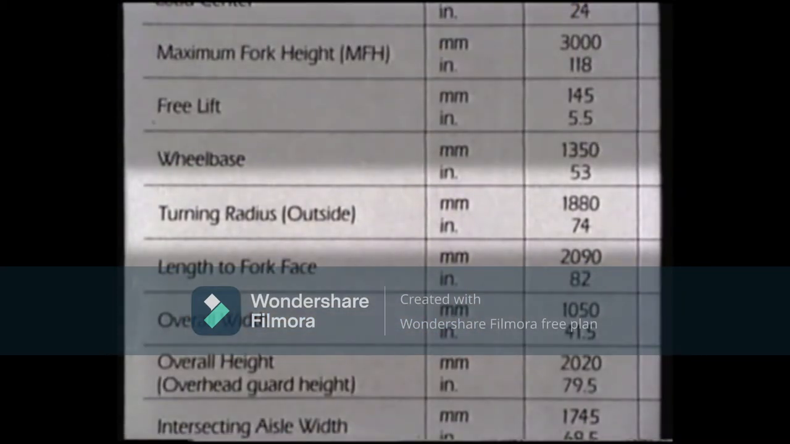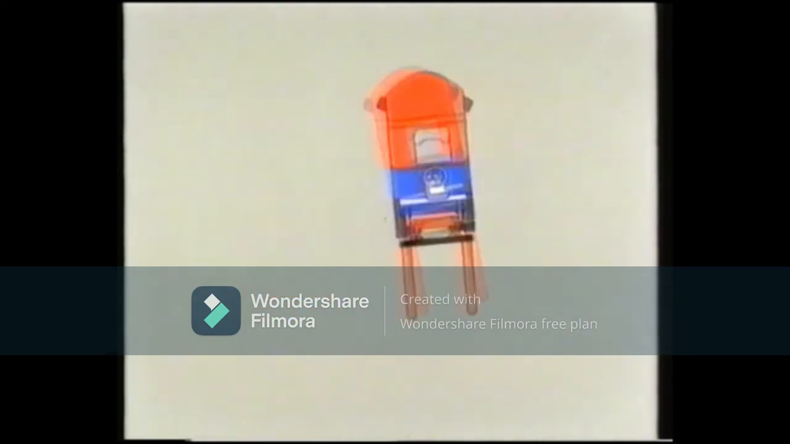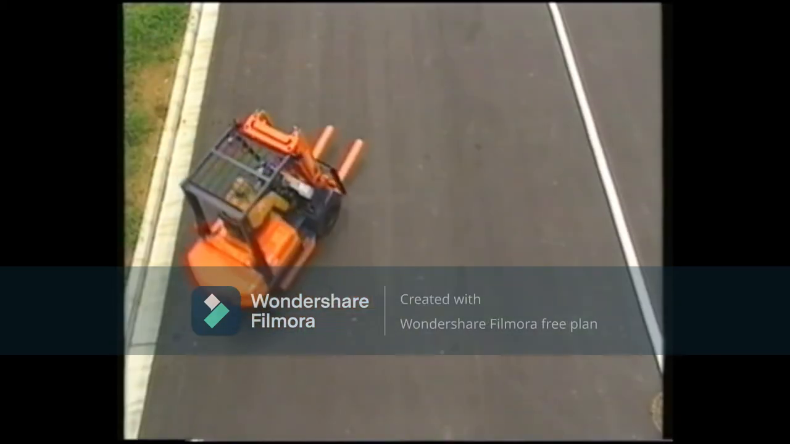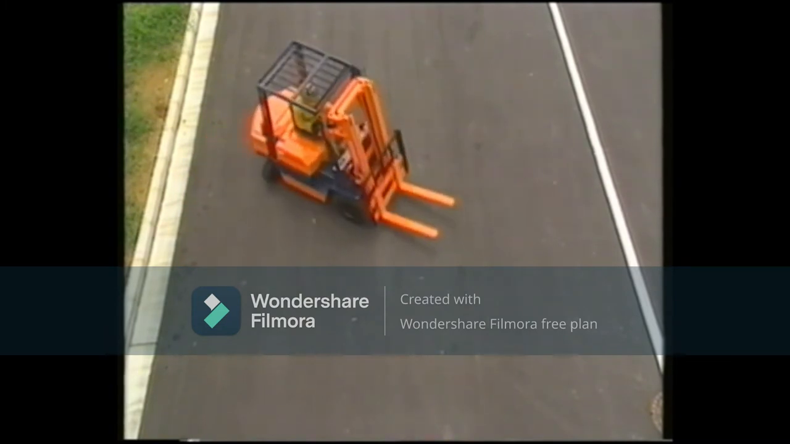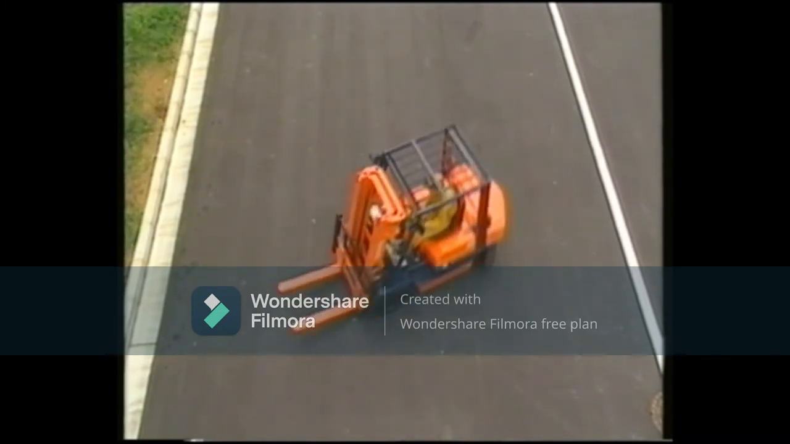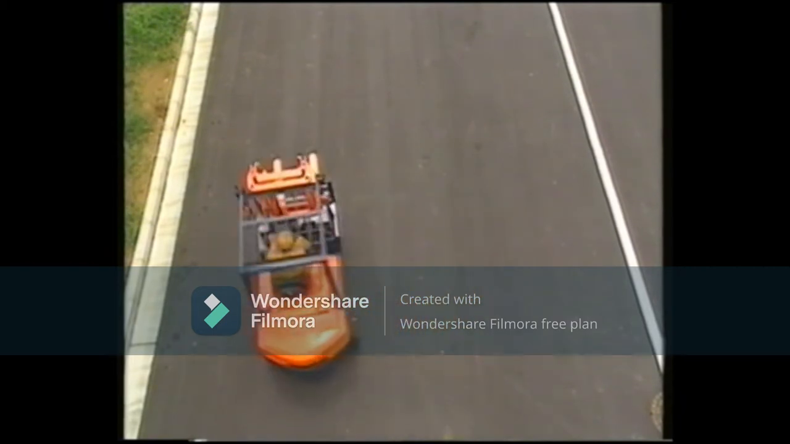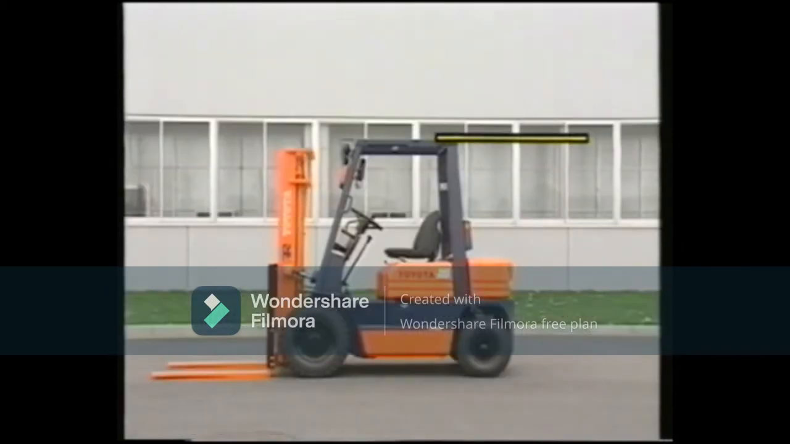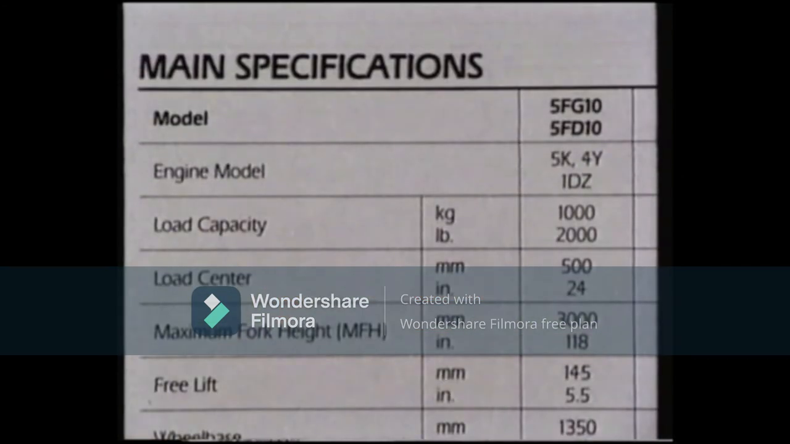Turning radius outside shows the radius of the tread of the rear part of the forklift when it is moving forward at the lowest speed without load and at the maximum steering angle. Overall height shows the height from the ground level to the highest point of the vehicle with the fork in the fully lowered position. These are the meanings of the main figures in a specification sheet.